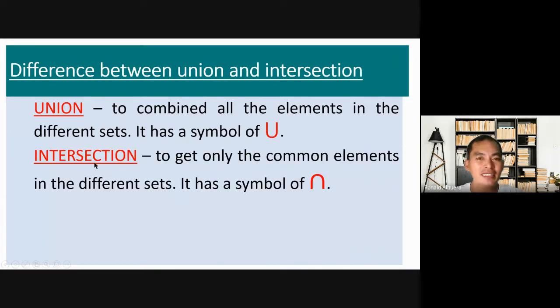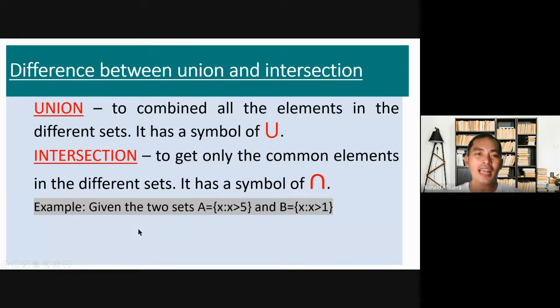At ang intersection is to get only the common elements in the different sets. So, common lang. Halimbawa, sa isang set, 1, 2, 3, 4, 5. Sa pangalawang set, 4, 5, 7, 8. So therefore, the intersection, so we have the element 4, 5. Common yung 4, 5 sa first at sa second. And this is the symbol of intersection.